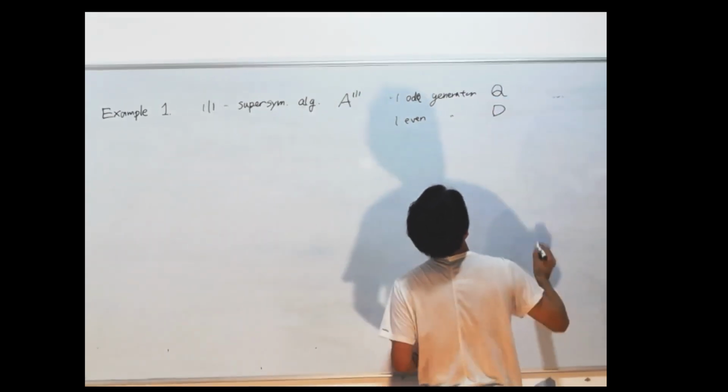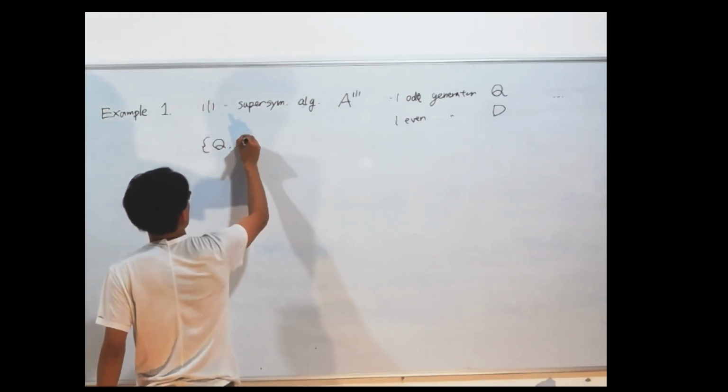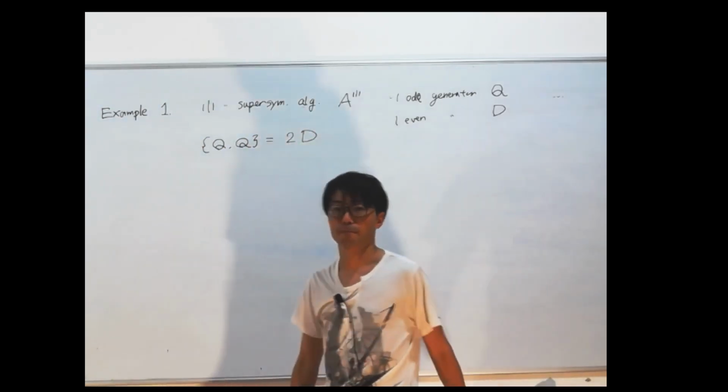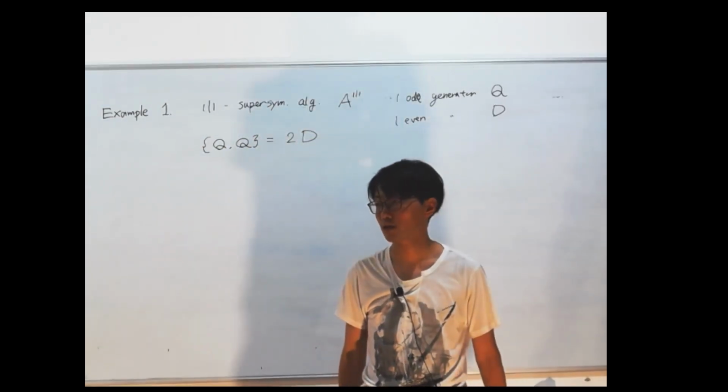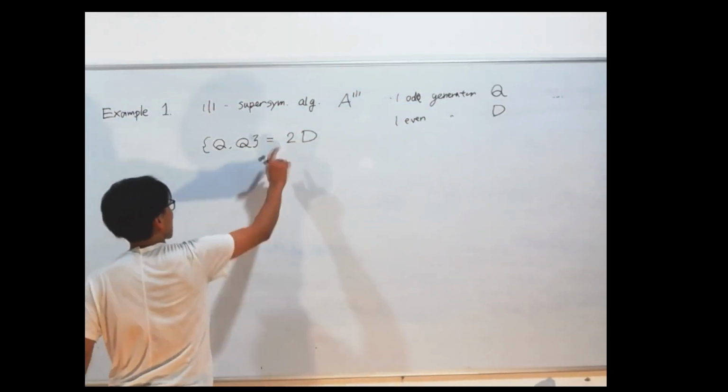and one even one, D maybe, such that they satisfy this anti-commutator relation. This is just an algebra. Now I'm going to give you some nice representation of this guy.